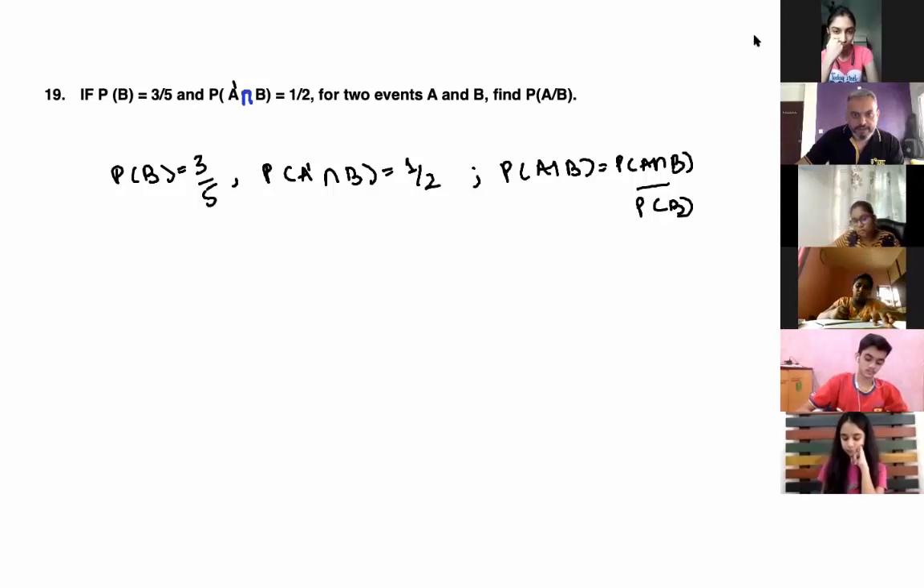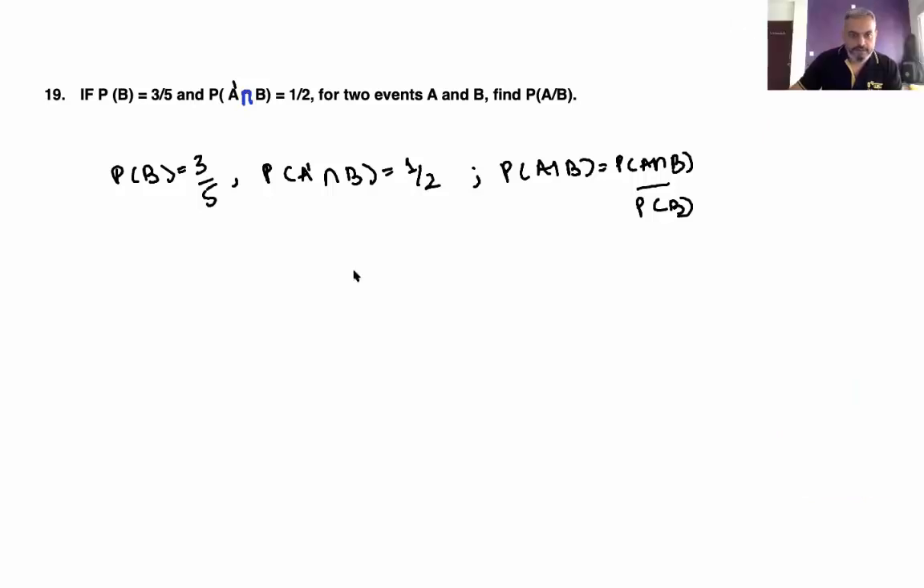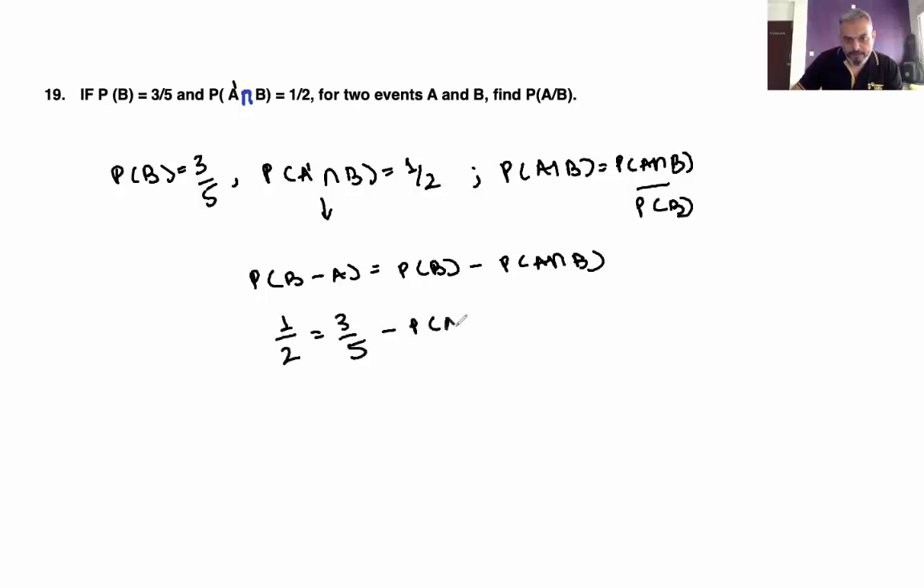Now we have P of B. We have to find out P of A intersection B. Now this over here is a difference event, P of B minus A, which is equal to P of B minus P of A complement intersection B. So 1 by 2 is equal to 3 by 5 minus P of A intersection B. Therefore P of A intersection B is 3 by 5 minus 1 by 2, which is 0.6 minus 0.5, 0.1. So it is 1 by 10.